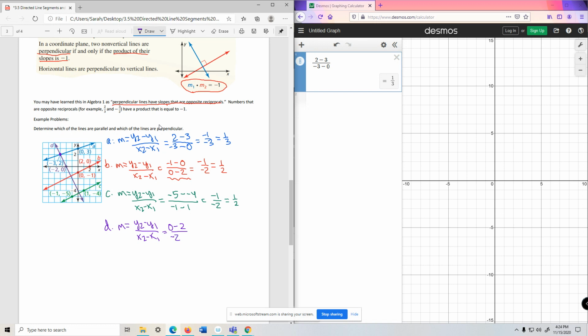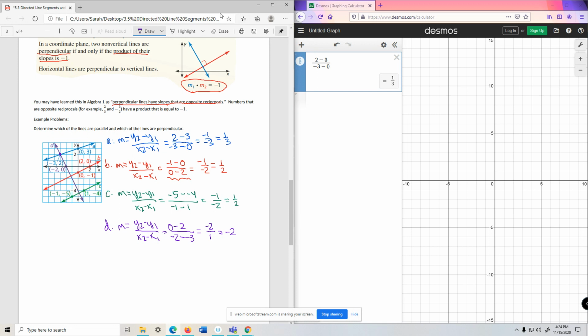x2 is -2 minus x1 is -3. Simplifying that out, 0 minus 2 is -2. -2 minus -3 is the same as -2 plus 3, which is 1. And we can either write that as -2 over 1 or -2.